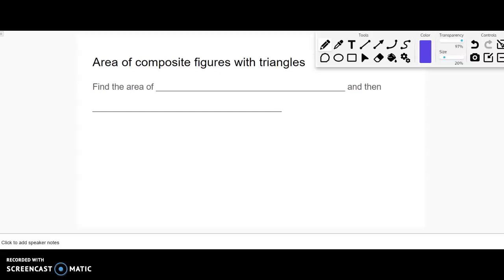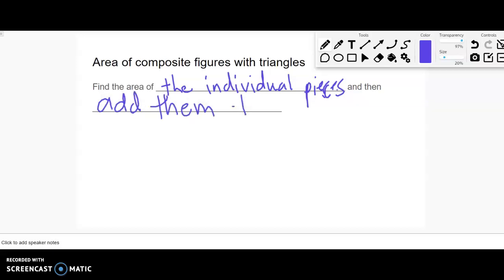So the key is to find the area of the individual pieces and then, sorry, that says pieces. I kind of squished it together, P-I-E-C-E-S. And then add them together.